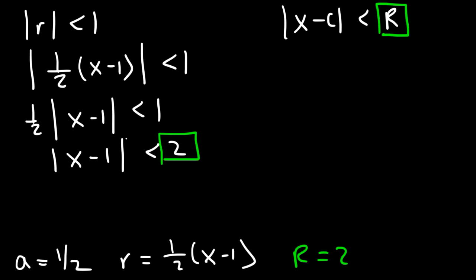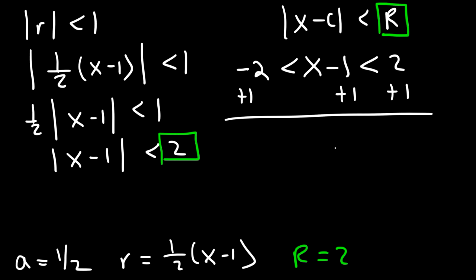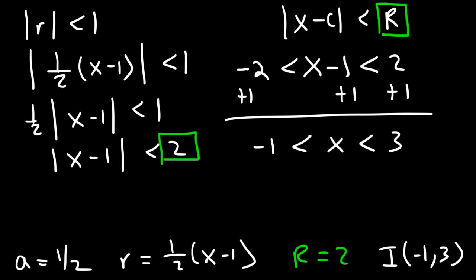So now let's get rid of the absolute value expression. So we're going to have that x minus 1 is less than 2 and greater than negative 2. So now let's add 1 to all three sides. And so x is less than 3 but greater than negative 1. So the interval of convergence is negative 1 to 3.